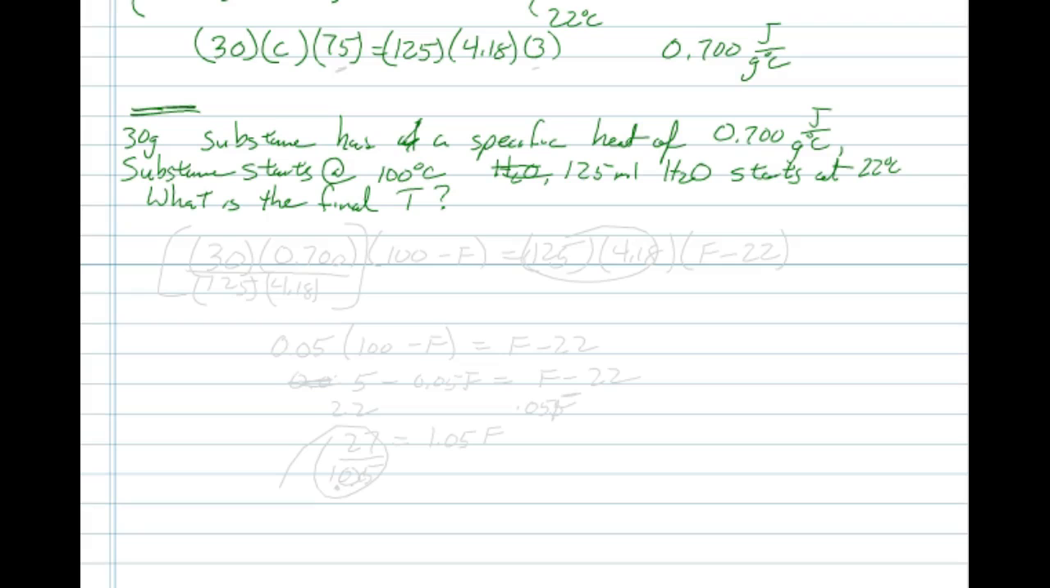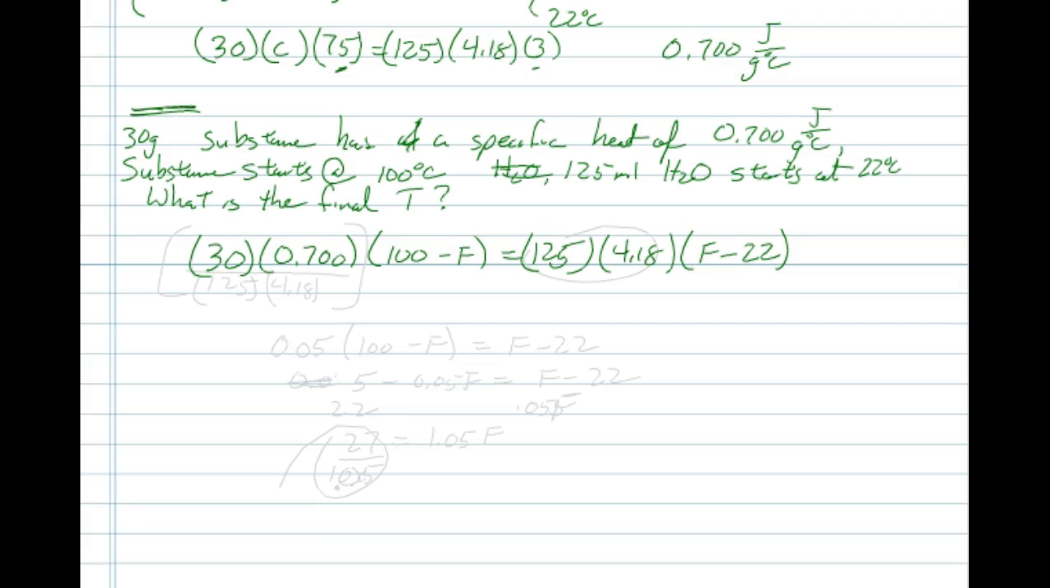You set it up the same way, except the temperature will contain a variable. So you have 30 grams of the substance. Specific heat we now know is 0.700. The temperature started out at 100 and went down to the final temperature, which we don't know, which we'll call F. The water is 125 milliliters. Water is 4.18. And to get a positive number, it's the final minus the cold temperature, which is 22.